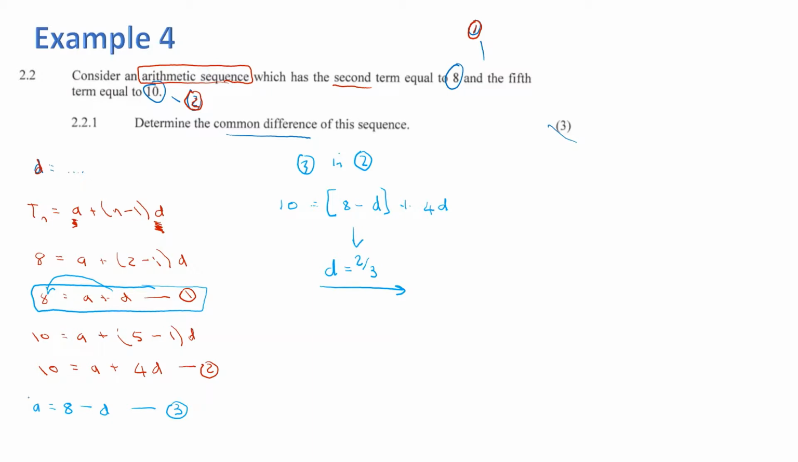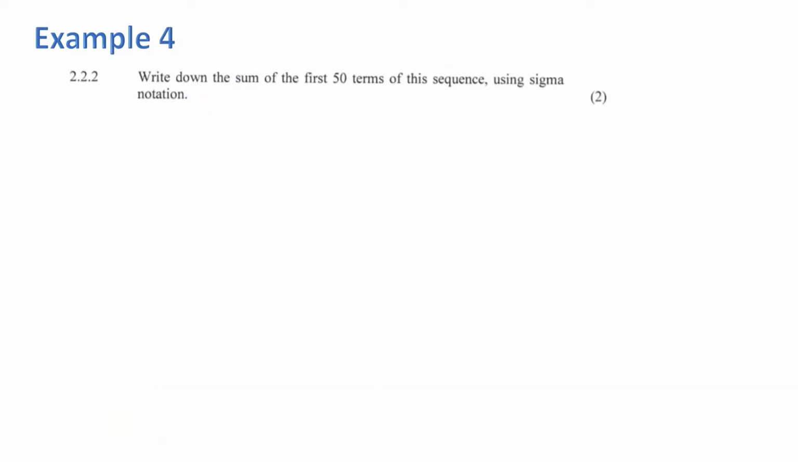Now remember this equation because we're going to use it again, because we haven't solved A. So A equals 8 minus D, and D equals 2 over 3. Okay? We have to now write down, just change the color, this blue is irritating me.